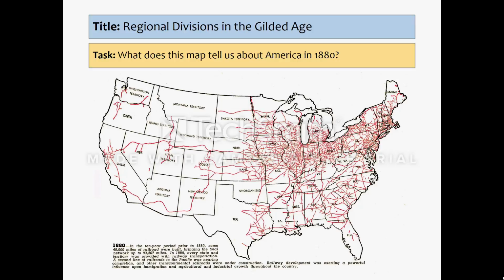So this is a map of the amount of railroad that was laid down in a 10-year period up to 1880, upwards of 40,000 miles, bringing the total network to 93,500 miles. And you can see where it's concentrated. The north of America is the powerhouse, the industrial place. In the south, less so, moving through to the west, even less.